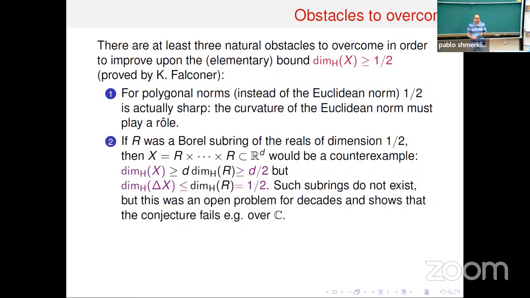So this looks like a counterexample to the conjecture and even to breaking the 1/2. But this is not a counterexample because this object doesn't exist. There are no Borel subrings of the reals of dimension 1/2. But this was an open problem for decades.